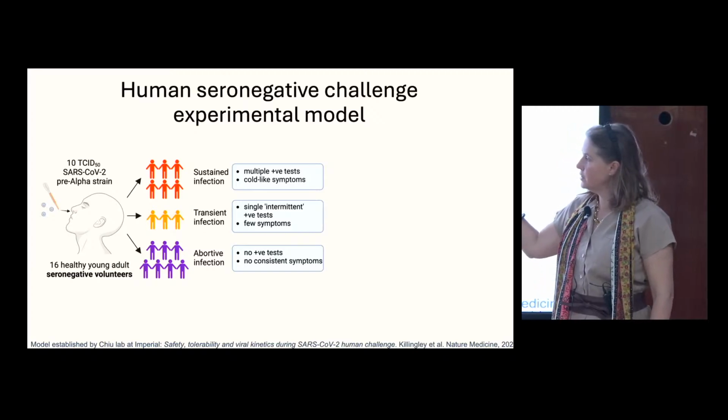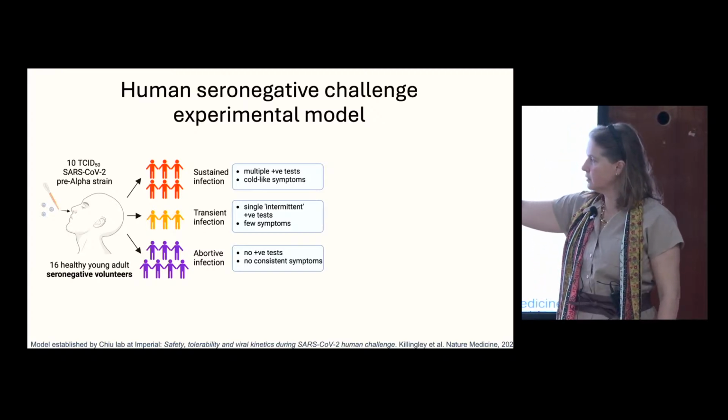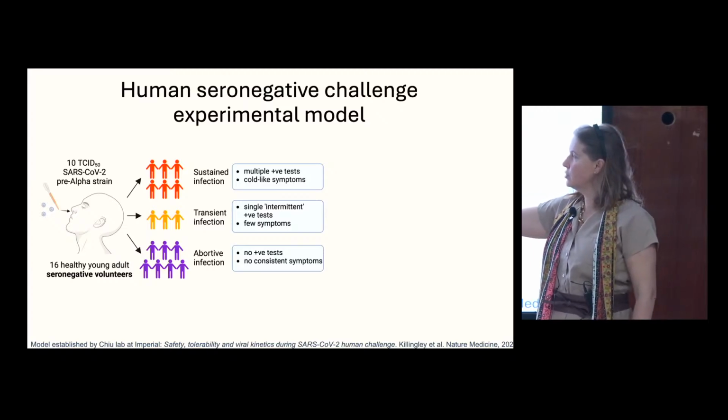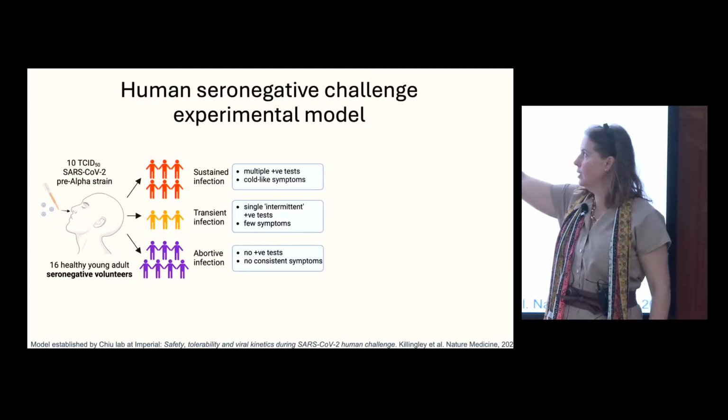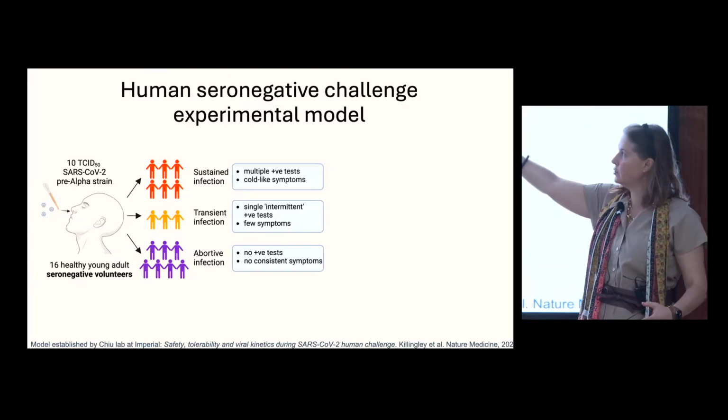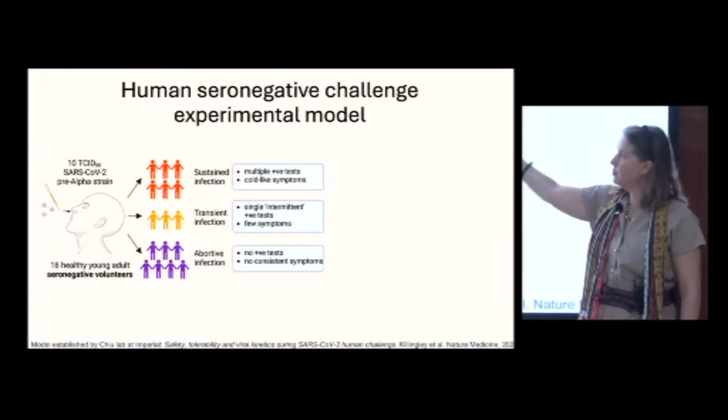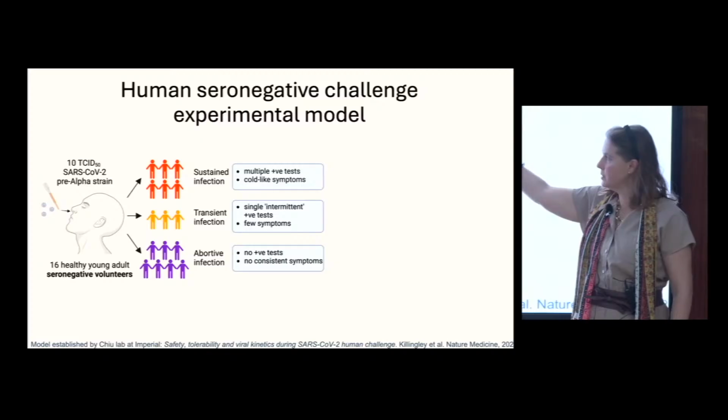And so out of the 36 volunteers that were infected, we had enough funding to study 16 healthy young adult seronegative volunteers. And even amongst those 16, you can see that there were 6, the red little people up there, who suffered sustained infection. Those 6 people had multiple positive tests, so there was PCR and antigen testing, and cold-like symptoms. There were 3 people that had only transient infection, so they had only one single positive test, but then negative again, and hardly any symptoms.